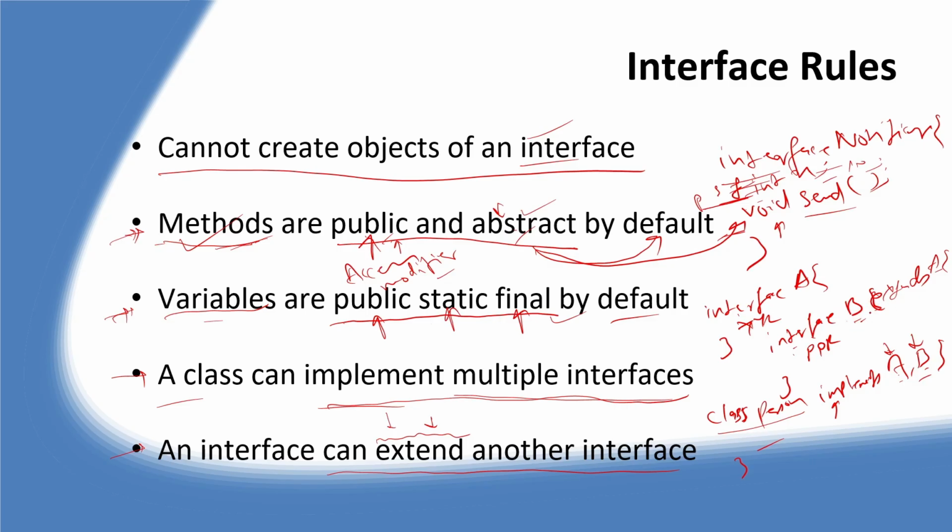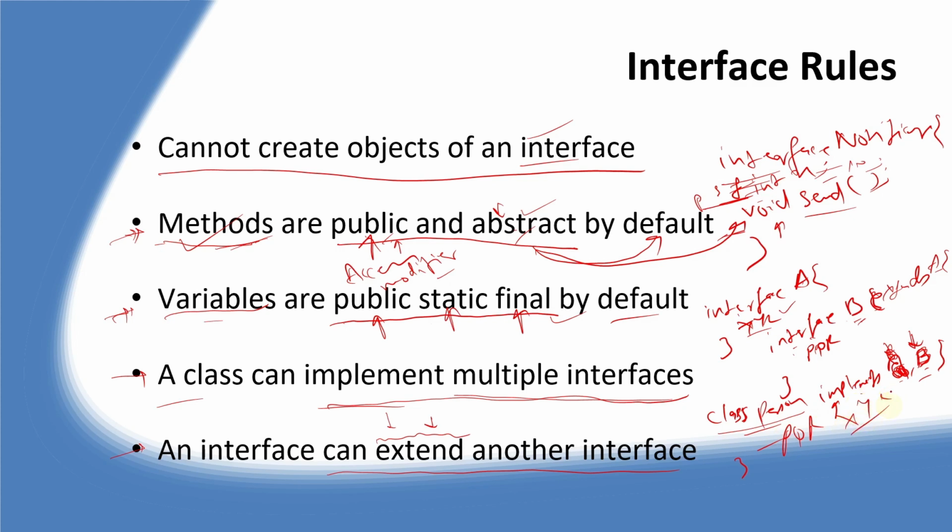Okay. So let's say interface A is the parent interface and interface B extends A. So B is the child interface, and inside the parent interface we have an XYZ method, and in interface B we have a PQR method. So if class Person implements only B, that means the child interface, the child interface automatically will have the method XYZ. So class Person has to implement PQR as well as XYZ.